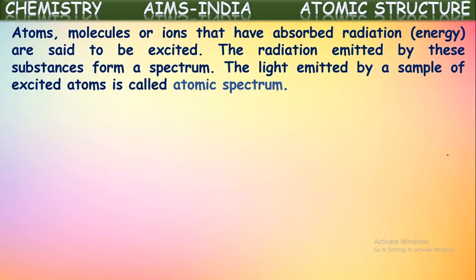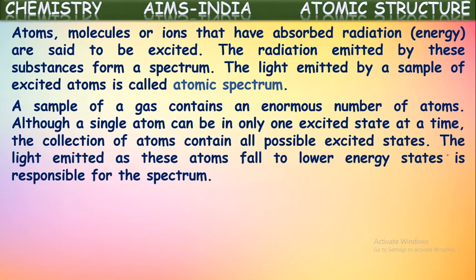Atoms, molecules, or ions that have absorbed radiation are said to be excited. The radiation emitted by these substances forms a spectrum. The light emitted by a sample of excited atoms is called an atomic spectrum. When atoms, molecules, or ions absorb radiation, they are said to be in the excited state. They immediately emit the absorbed energy, and that emitted energy forms a spectrum. The light emitted by a sample of excited atoms is specially called an atomic spectrum.